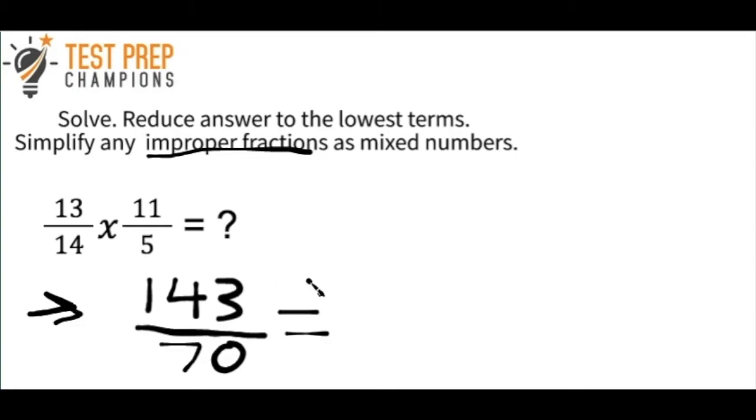So if you got to here, 143 over 70, then I'm happy because you're getting the basic concept here, which is important, but you have to also know how to take it the next step. And so, like I said, when you're going from an improper fraction to a mixed number, you start with that same denominator, but you're going to need a whole number out here and another number up top here.